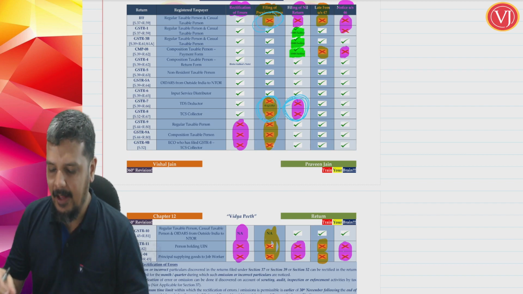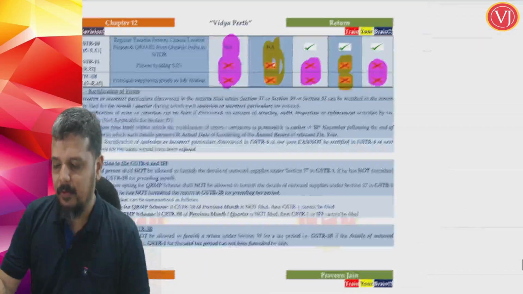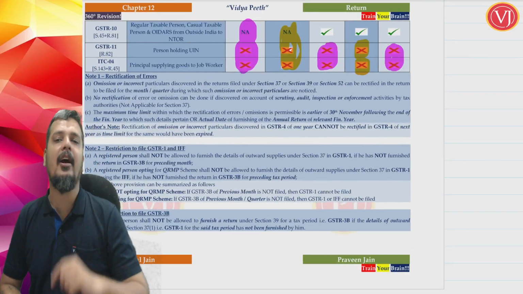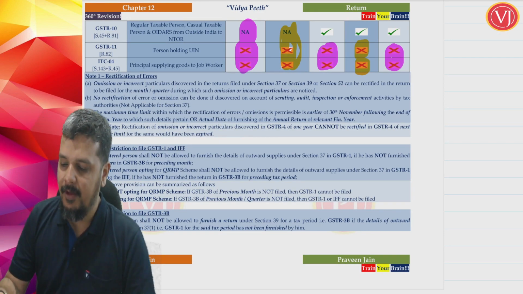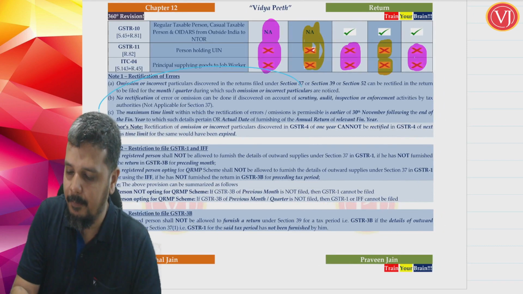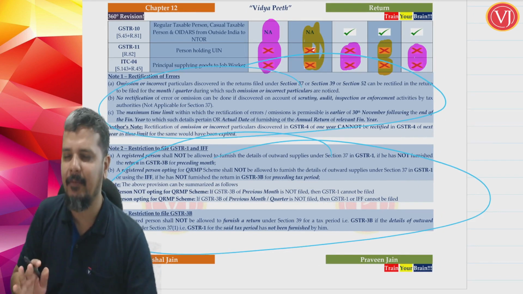Right. Now, 2 small points related to that. One of the points in all these 5 concepts was rectification. Now, we are going to discuss 2 special concepts here in a very simple manner, very basic manner.